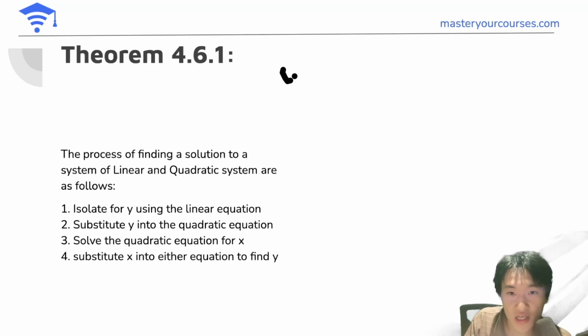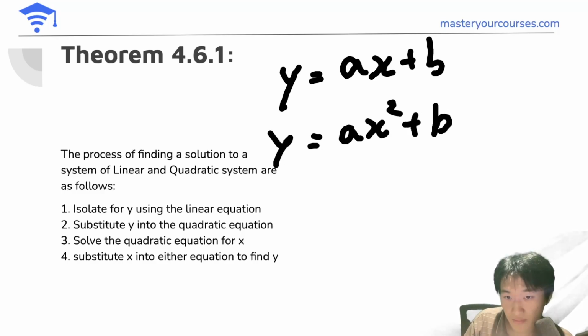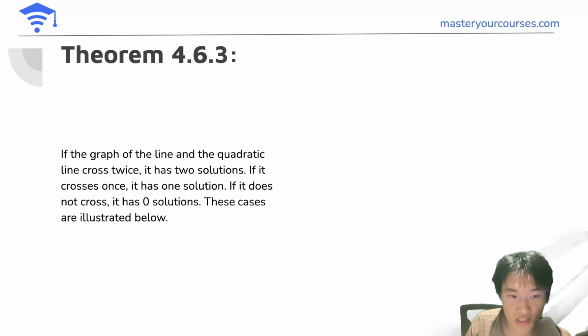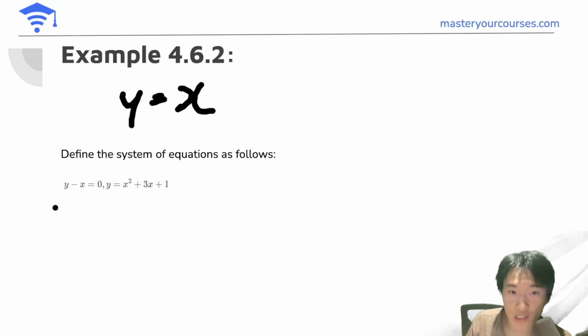Now, just to quickly show you what it should look like, the system would look something like this, right? Basically, you're just trying to find the pair x, y such that both of these are satisfied at the same time. So let's look at examples. Define the system of equations as follows: y minus x is equal to 0, y is equal to x squared plus 3x plus 1. Well, let's do it. y minus x is equal to 0 can be rewritten as y is equal to x. That's great. So let's put this into the other equation, substitution.